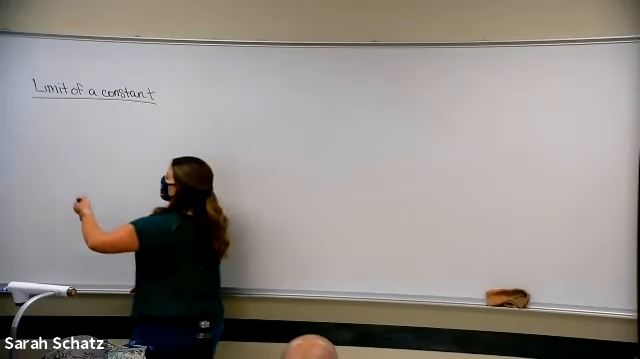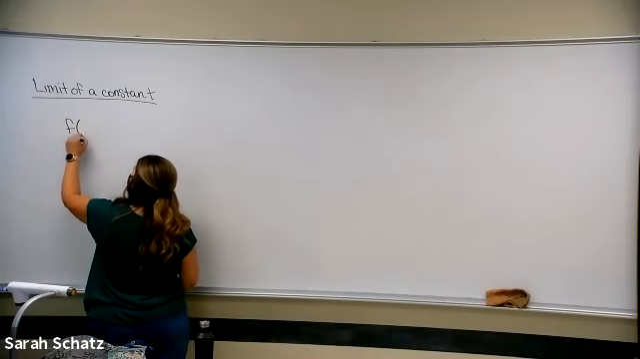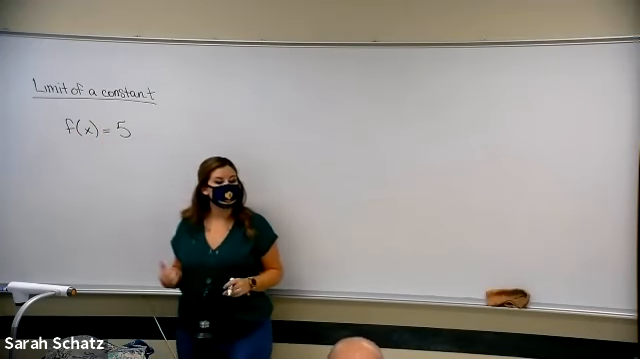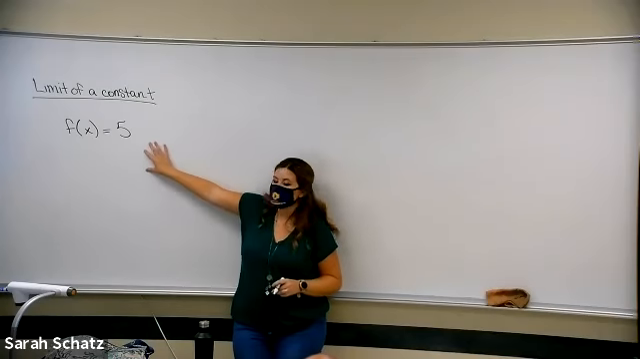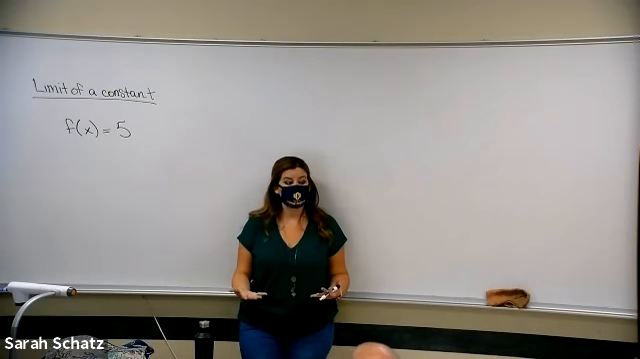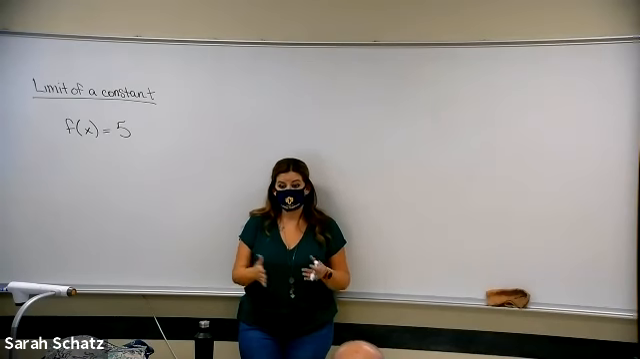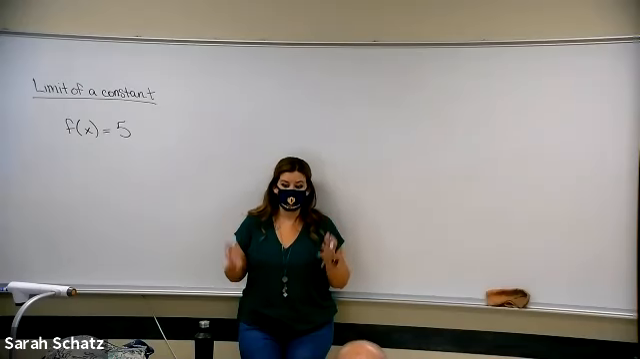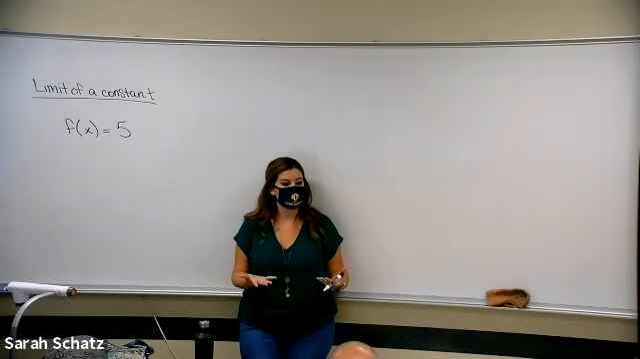So for example, if I gave you the function f of x equals 5. Notice there's no variable here, so you can put whatever value you want in for x, and as x is changing, y is never changing. The output is always 5. That's what it means to be a constant function.